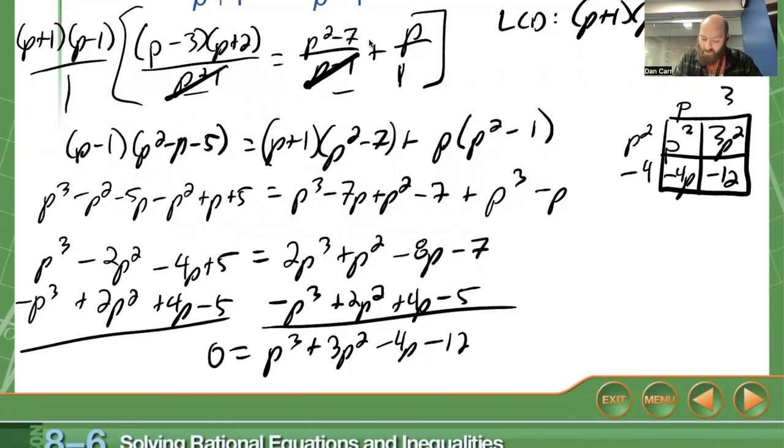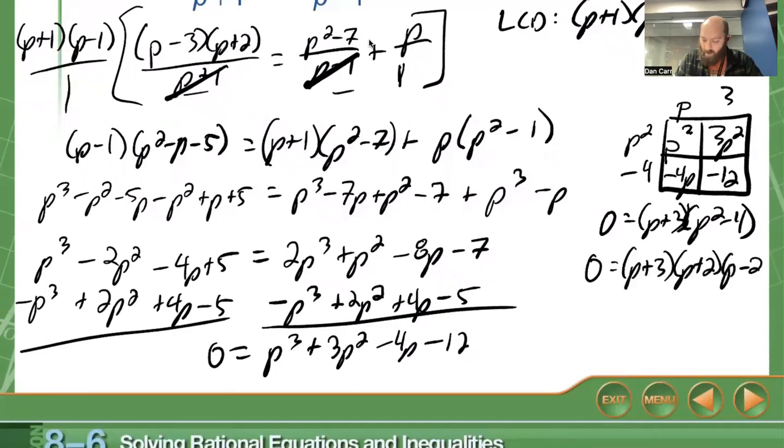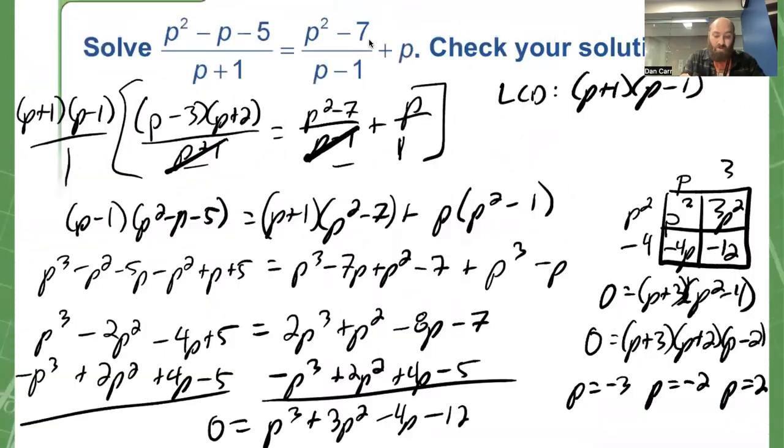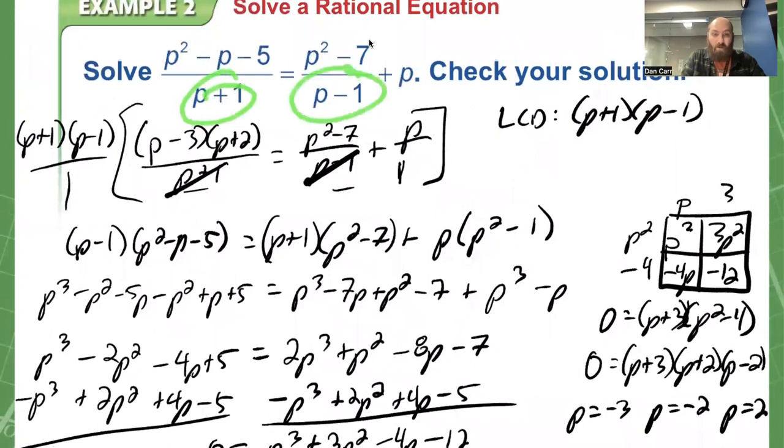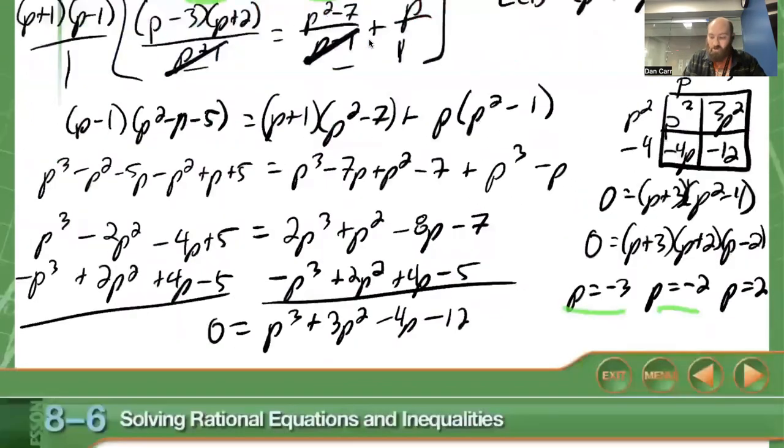Okay, so what that means is I get 0 is equal to p plus 3 times p squared minus 4. If I factor that one more time, I get p plus 2, p minus 2. And then I can solve each of these. So I get p equals negative 3, p equals negative 2, p equals 2. And again, just like I did in the previous problem, double check the original. If I look at those, p cannot be a positive 1 or a negative 1. So these 3 values are all good.